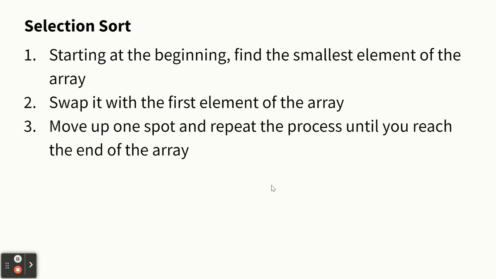So let's talk about the selection sort. I think I like this one better. Start at the beginning, element 0, go through the whole array and find the smallest element. And then trade places with the one at the beginning and that smallest element.